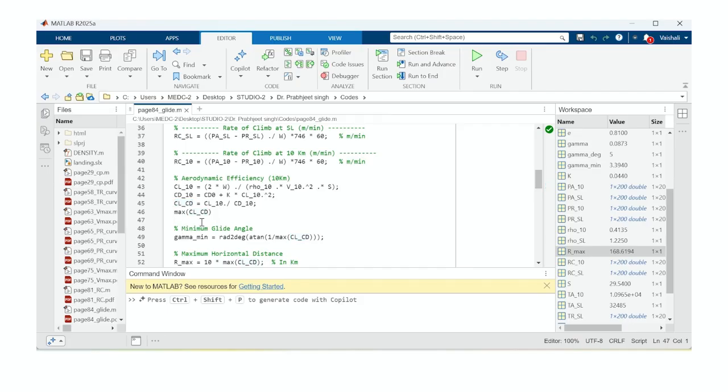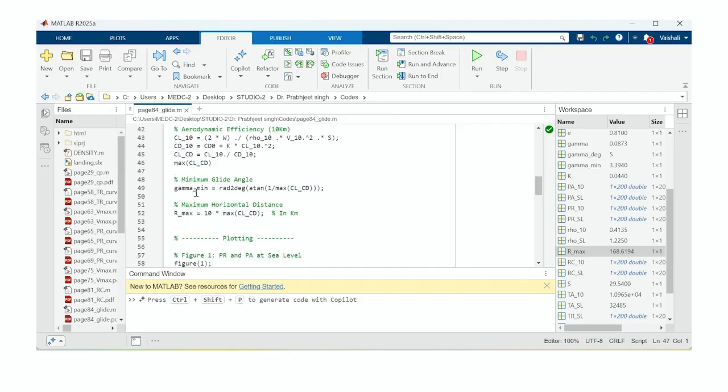After that I have written the equation for gamma minimum, that is tan inverse of 1 divided by CL by CD maximum. And obviously MATLAB gives the values in radians, so I have converted to degrees using rad to deg, radians to degrees. So we will get this value in degrees.